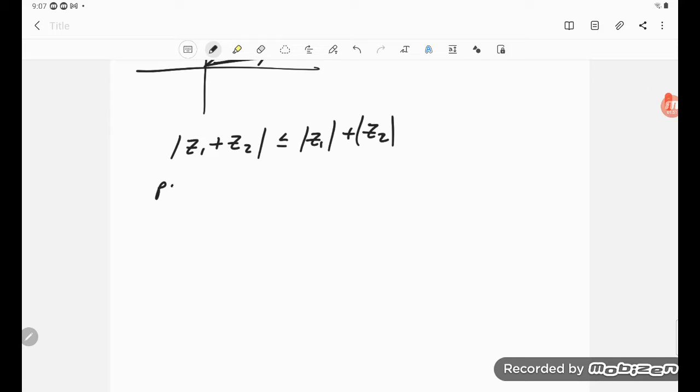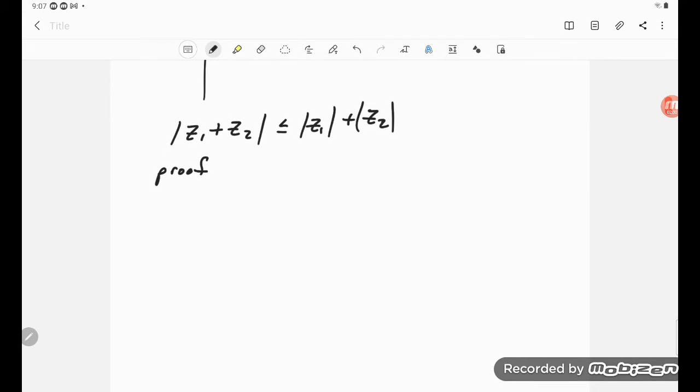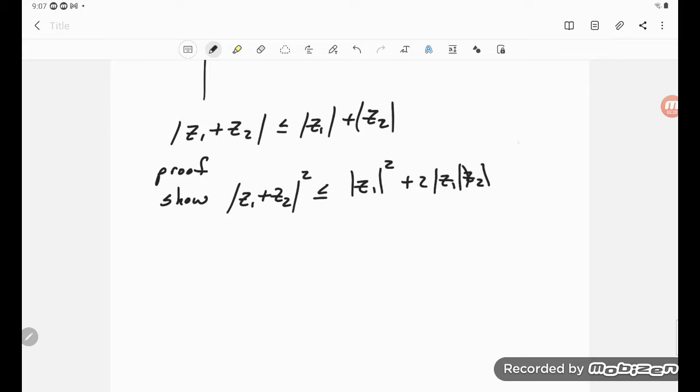Now for the proof, what we're going to use is actually the squares because they're a little easier to work with. We don't have to deal with square roots of that absolute value. So notice that what we want to show, if we're working with the squares, is that the absolute value of Z1 plus Z2 squared is less than or equal to the absolute value of Z1 squared plus 2 times the absolute value of Z1 times Z2. Oops, kind of ugly there.